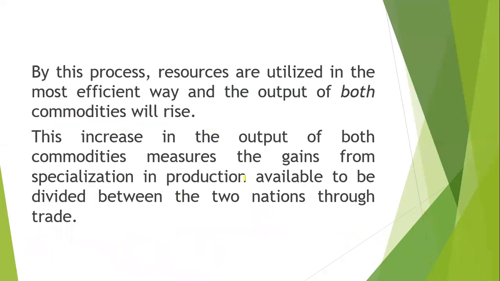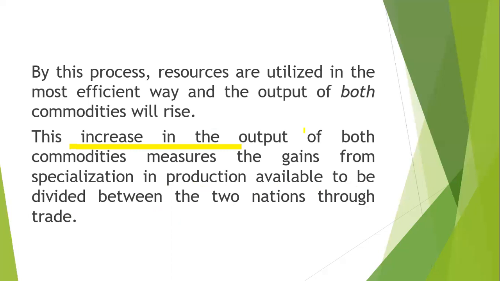By this process, resources are utilized in the most efficient way and the output of both commodities will rise. So if you produce on the basis of this absolute cost advantage, then Adam Smith says that resources in the economy will be fully utilized. And this will lead to an increase in not only the output of a particular country, but also an increase in the global output. So simply he says that this increase in the output of both commodities, that means X and Y, measures the gain from specialization in production available to be divided between the two nations through trade.